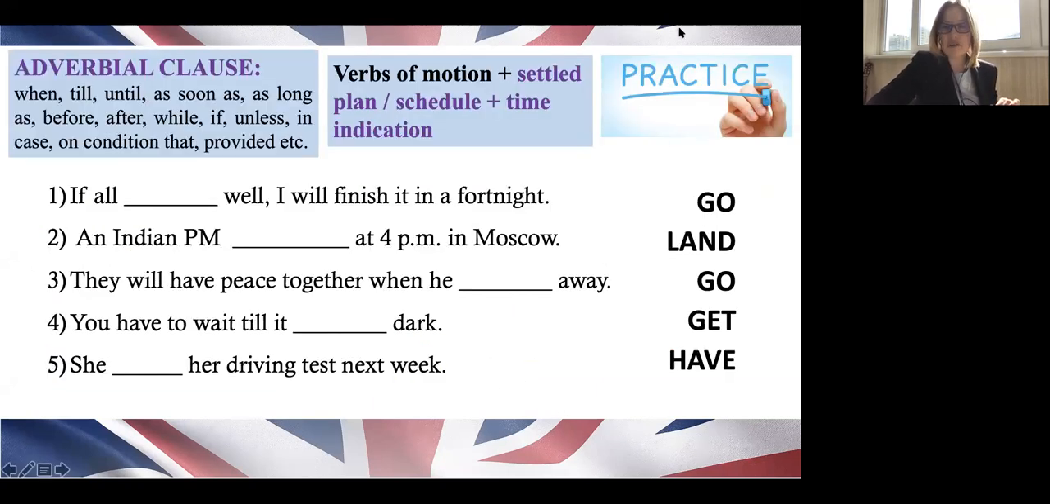Okay, now let's have some practice. We spoke about one more meaning, the false one, when we discussed the settled plan, schedule, plus time indication, and some adverbial clauses which have when, till, until, as soon as, provided, on condition that, unless, if, and so on. Try to take a look at these sentences that are presented here and put the verb in the correct form. Use our chat to send the answers.